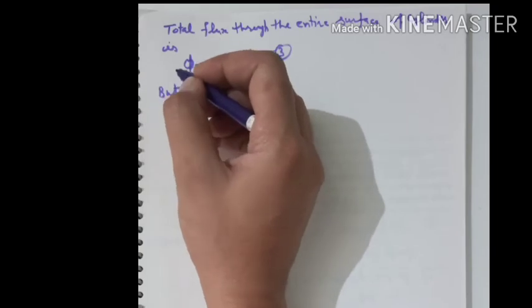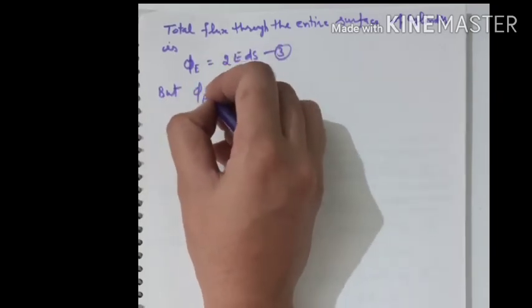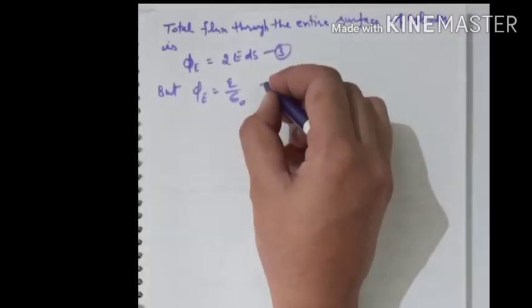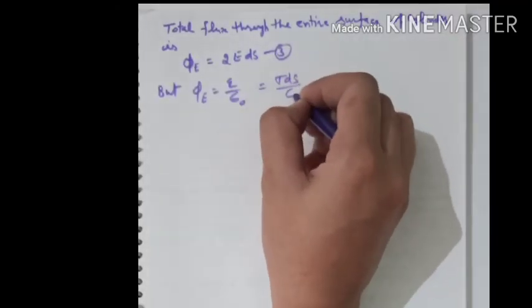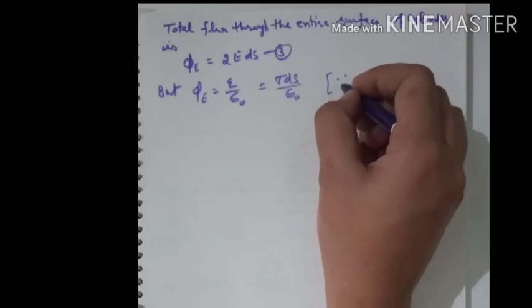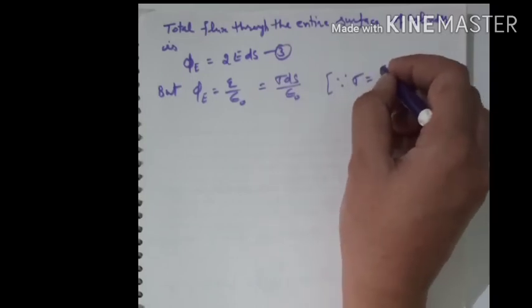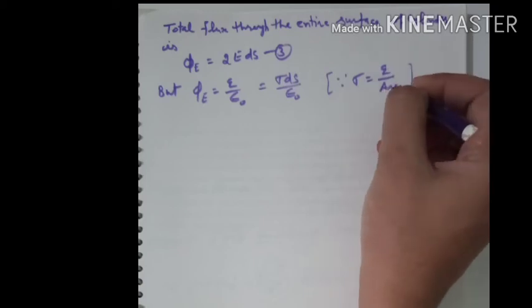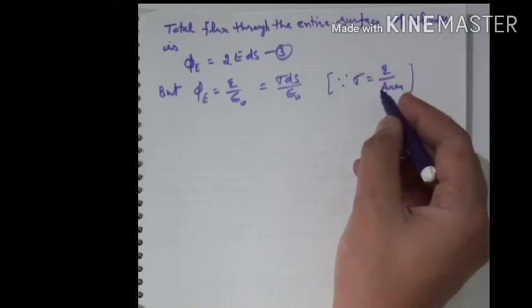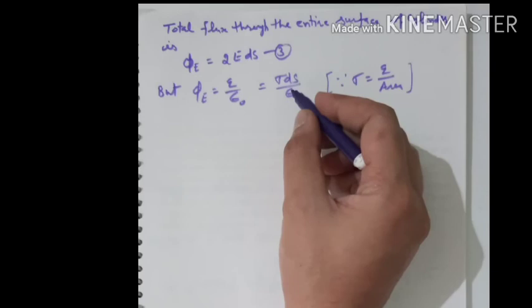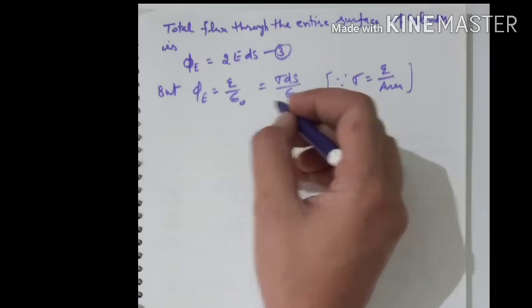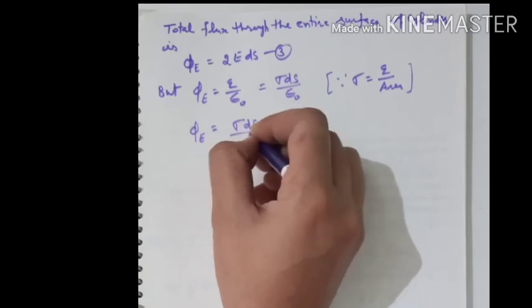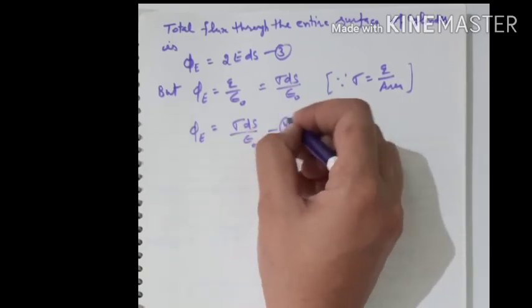Now using Gauss theorem, phi E is equal to Q by epsilon naught. So this is equal to sigma ds by epsilon naught, because sigma is equal to charge per unit area. So charge is equal to area into sigma, which is equal to sigma into ds. So phi E is equal to sigma ds by epsilon naught. Say this is equation number 4.